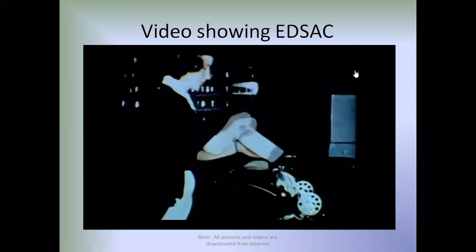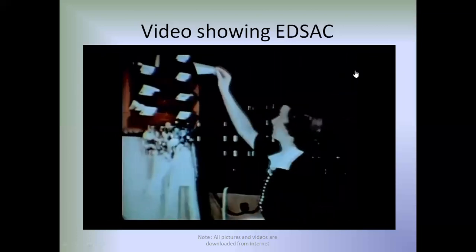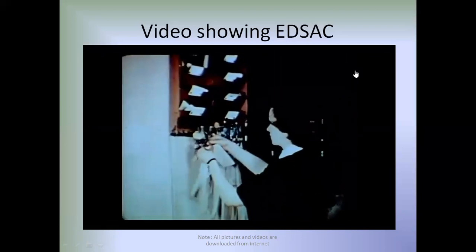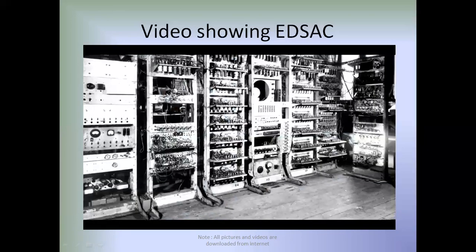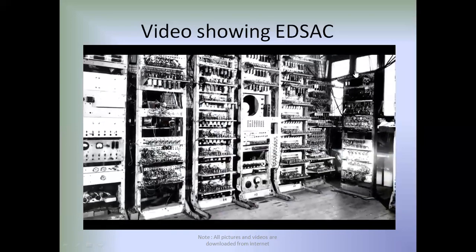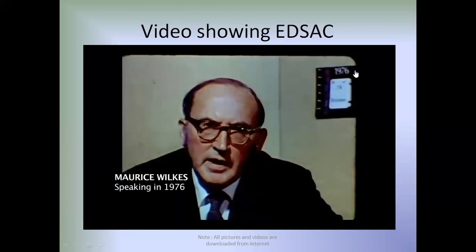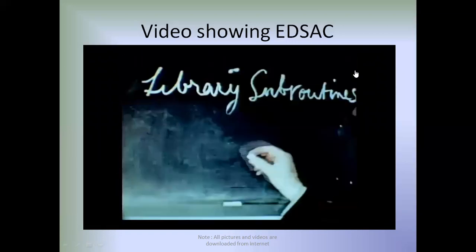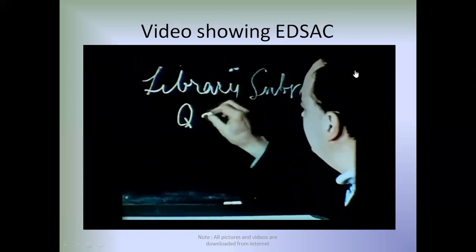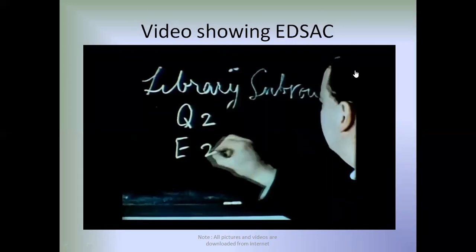EDSAC provided a computing service for academics ahead of anywhere else in the world, unlike the slightly earlier Manchester Baby computer, which was purely an experimental research machine. The EDSAC had begun to work in May 1949, and we had developed a system of programming based on the use of a library of subroutines.